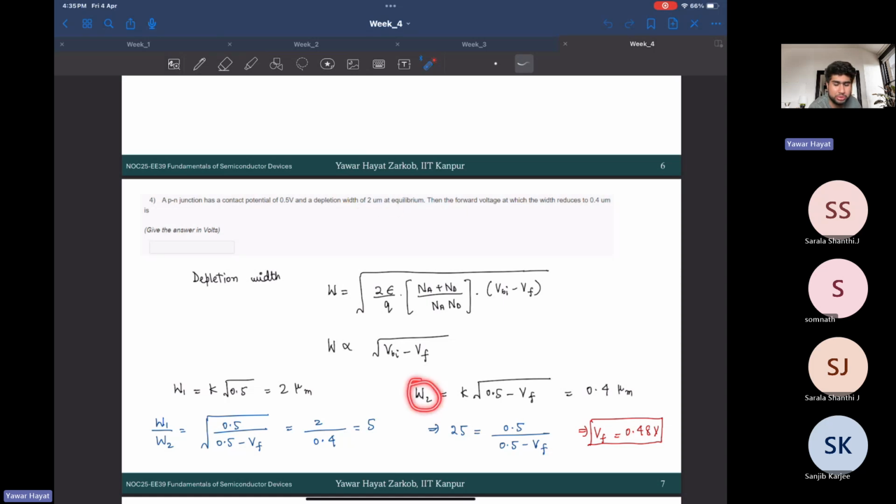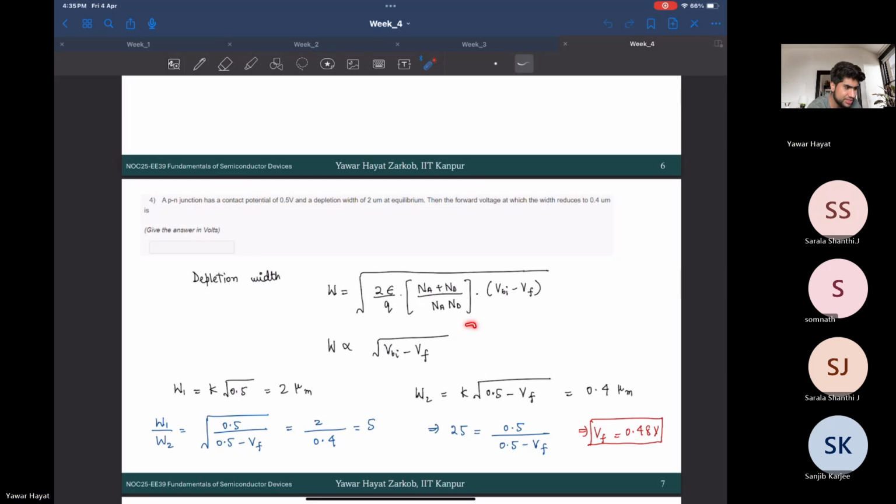Now, what is this W2? This is the depletion width when forward voltage is applied. And it turns out that your depletion width reduces to 0.4 micrometer. Obviously it's reducing. From 2 micrometer it came down to 0.4. I already told you, once you apply forward bias, the depletion width reduces. Now the question is, how much is this forward voltage? Because there would be a sufficiently high forward voltage which will cause this drop. The question is asking, what is the forward voltage?